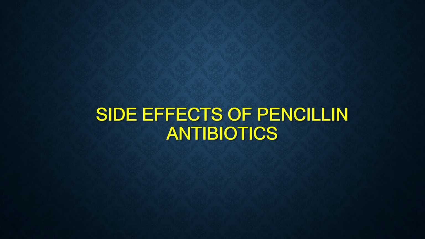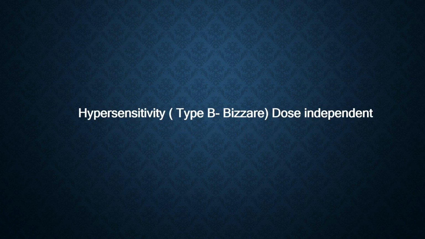Today we will discuss side effects of the penicillin antibiotics, or sometimes we say adverse effects of the penicillin antibiotics. Antibiotics have one of the most important side effects, that is hypersensitivity. Hypersensitivity is an allergic type of reaction, and penicillins produce type B or bizarre, that is dose independent type of the adverse drug effects.